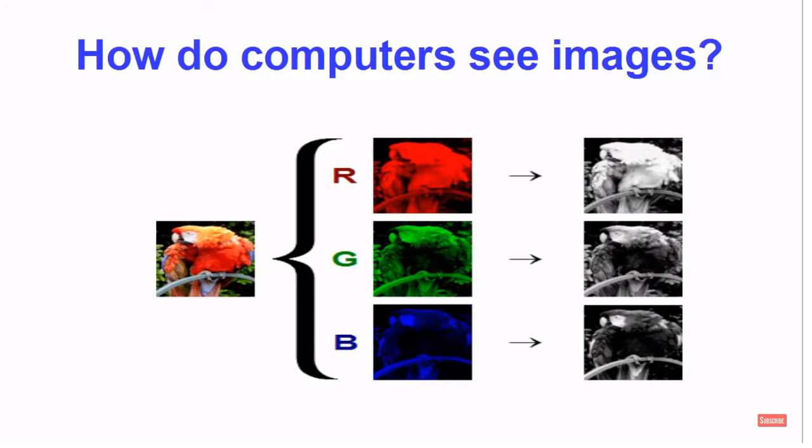For example, 1280 by 720p, this is the size of my image. So what I'm going to do is take that image and convert every pixel into a particular number, and I will save those numbers in matrix form.